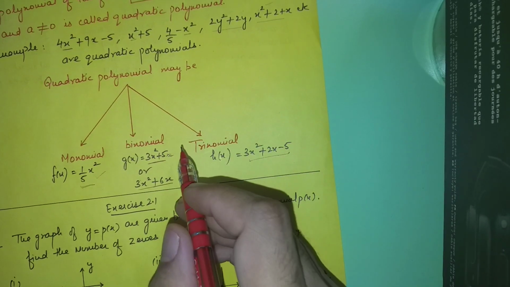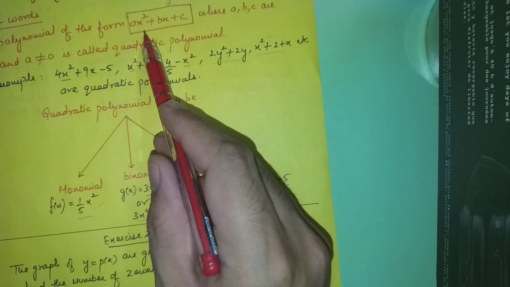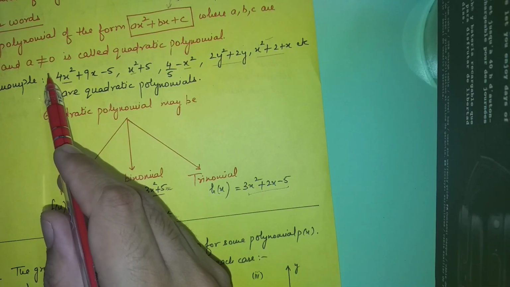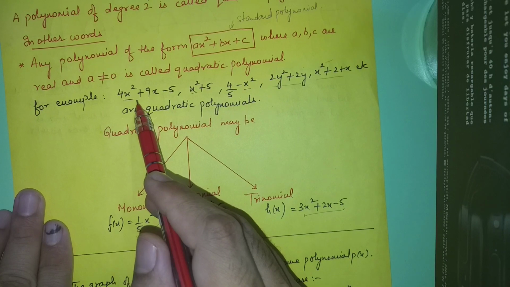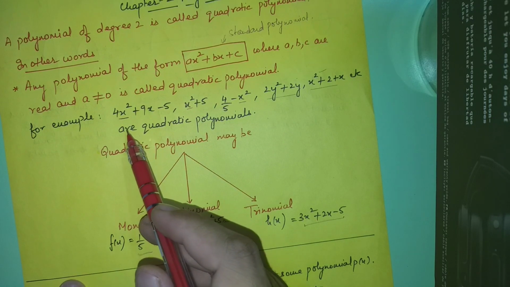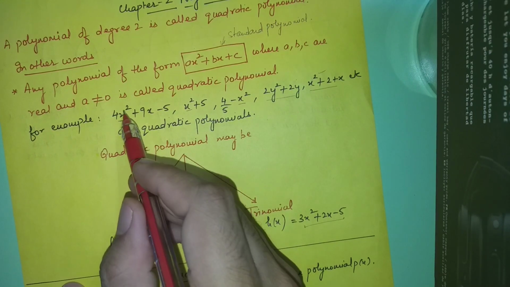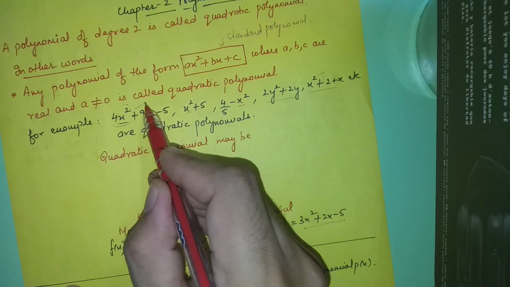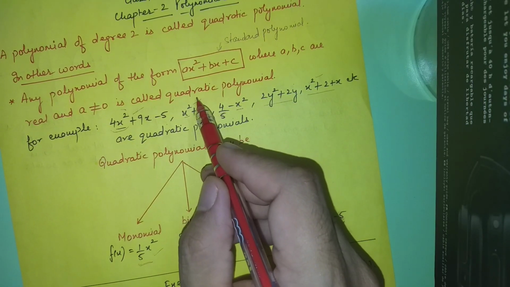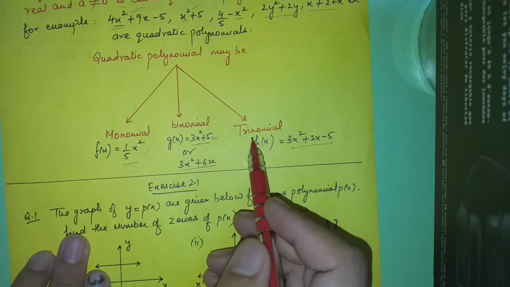So this is all about the quadratic polynomial. A quadratic polynomial is of the form ax square plus bx plus c, where a, b, c are real and a is not equal to 0. For example, 4x square plus 9x minus 5. Here the degree of x is 2. So any polynomial of degree 2 is called a quadratic polynomial, and it has three types: monomial, binomial and trinomial.